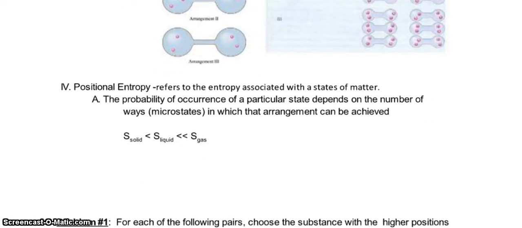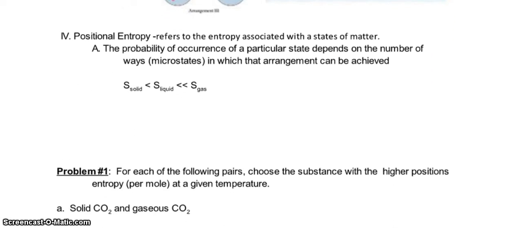The positional entropy is what we're going to spend more time with. This is what really deals with chemistry more. It refers to the entropy associated with the states of matter. So this is what we've got to be thinking of. The probability of occurrence of a particular state depends on the number of ways, the microstates, in which the arrangement of the molecules can be achieved.